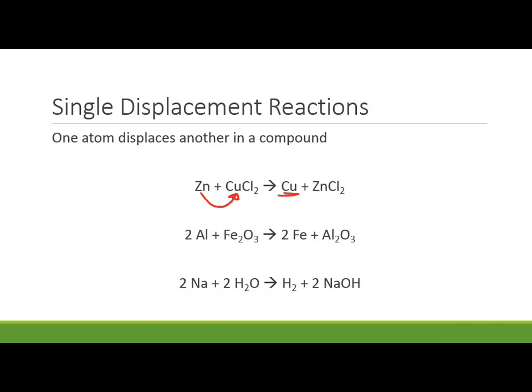The same type of thing happens in this reaction here, where aluminum comes in, kicks out the iron. So iron's all alone. This is actually known as a thermite reaction. You should Google that. There's some pretty cool videos about it because it's so exothermic that we actually produce molten iron in the process. Fun little reaction. All right, and then here we have sodium coming in, and it's going to kick out some of the hydrogen. So notice that hydrogen's off by itself, and we've made sodium hydroxide in the process.